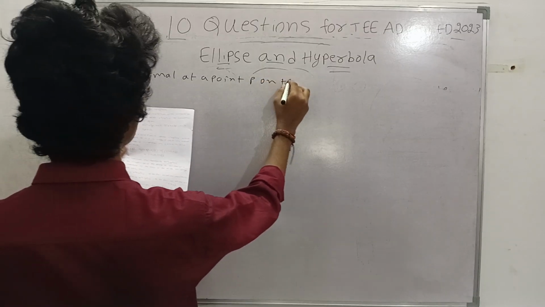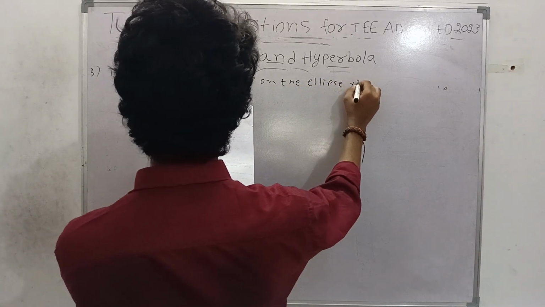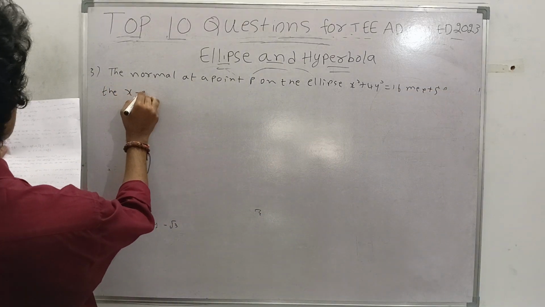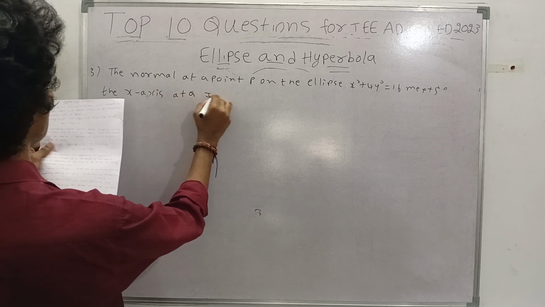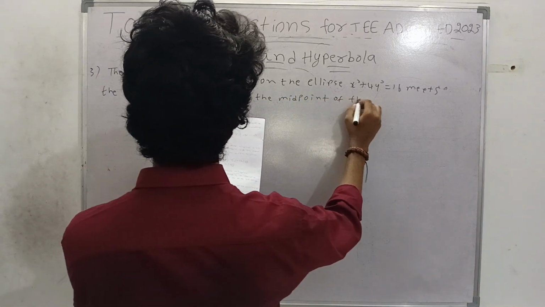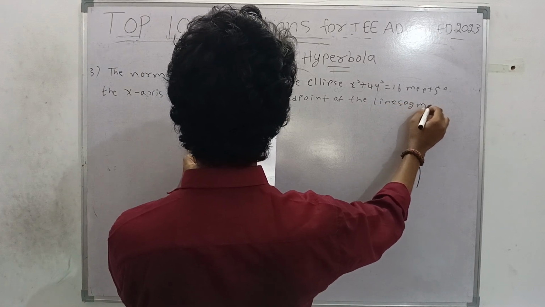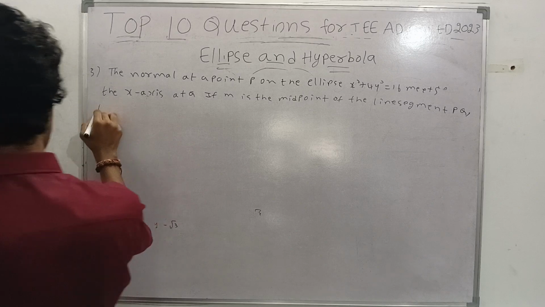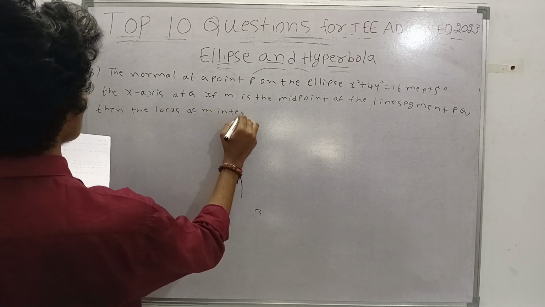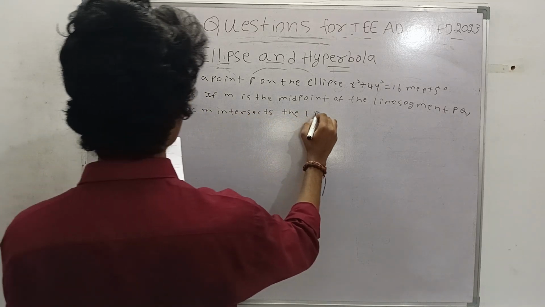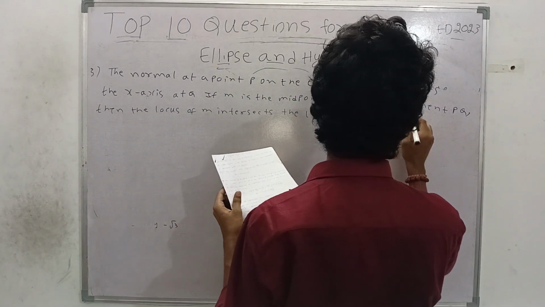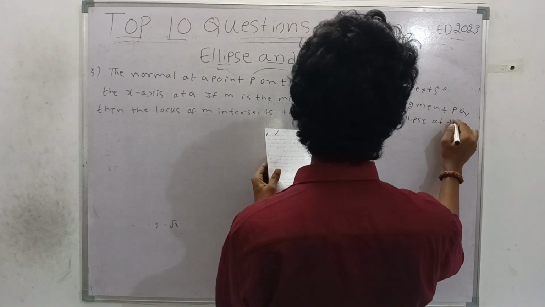The normal at a point P on the ellipse x square plus 4y square equal to 16 meets the x-axis at Q. If M is the midpoint of the line segment PQ, then the locus of M intersects the LRs of the given ellipse at the points.